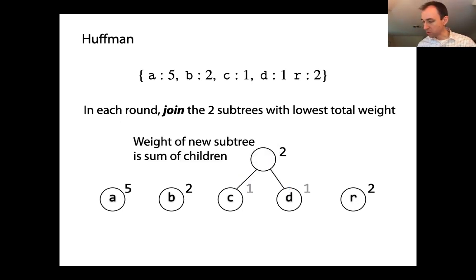All right, the weight of the new subtree is the sum of the children. And I'm going to keep going. Now I need to pick the pair of subtrees with the lowest total weight. There's a tie now, actually a 3-way tie. So I have 3 different ways of picking 2 subtrees that have weight 2, and therefore that will add to weight 4, which is less than weight 5. So I just break the tie arbitrarily.